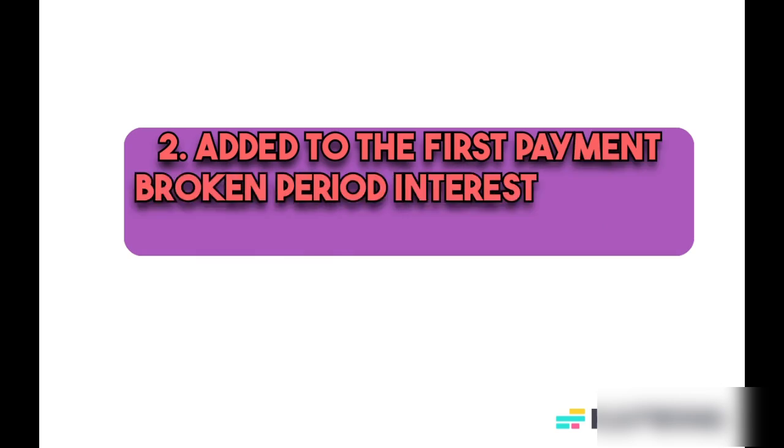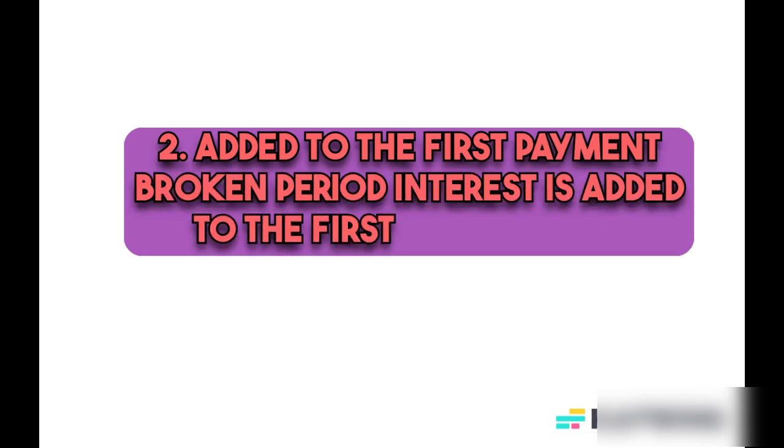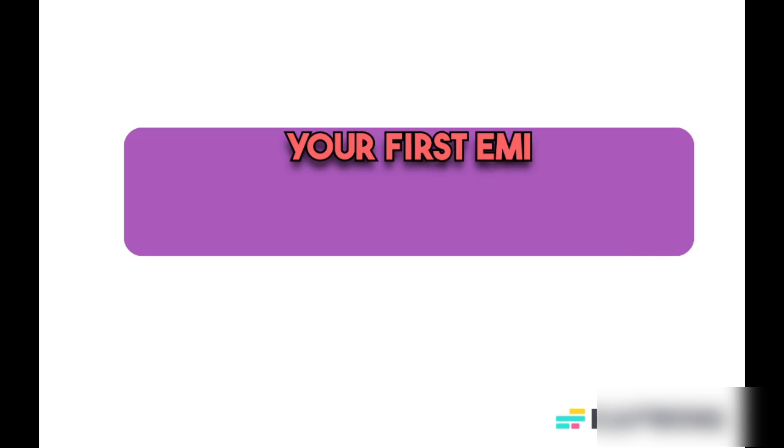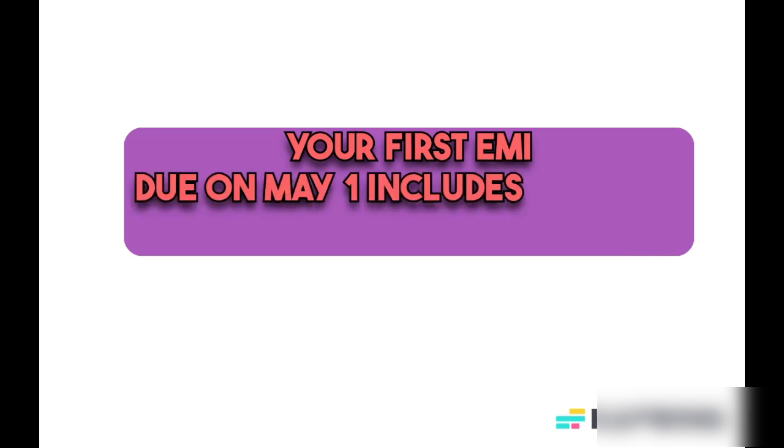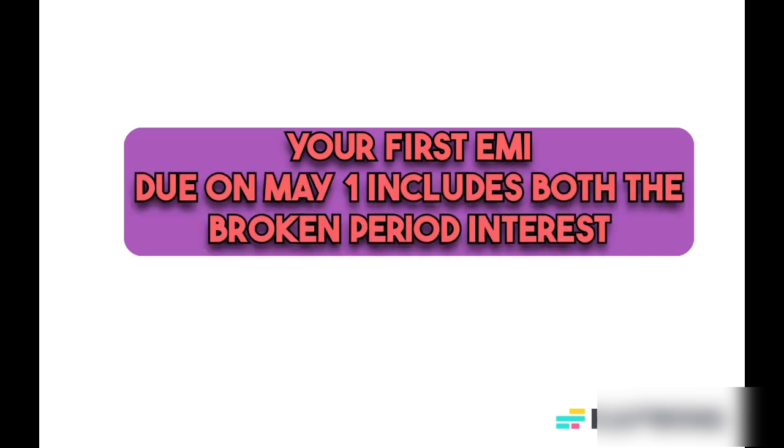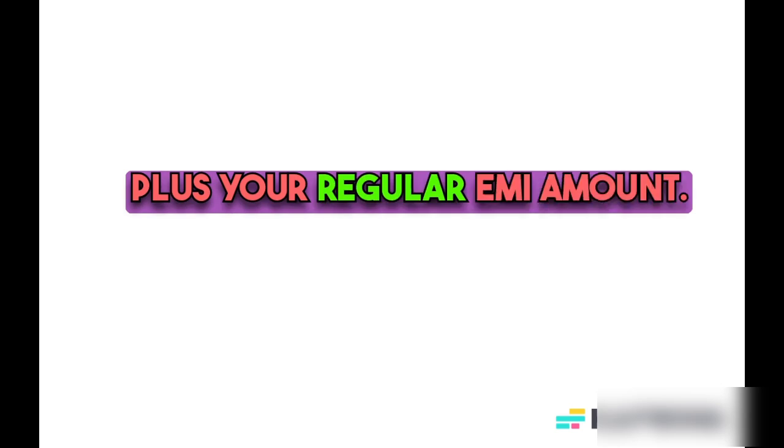2. Added to the first payment. Broken period interest is added to the first regular EMI. Your first EMI due on May 1st includes both the broken period interest plus your regular EMI amount.